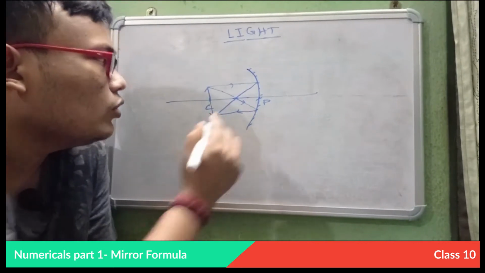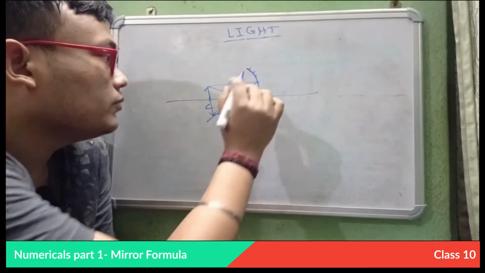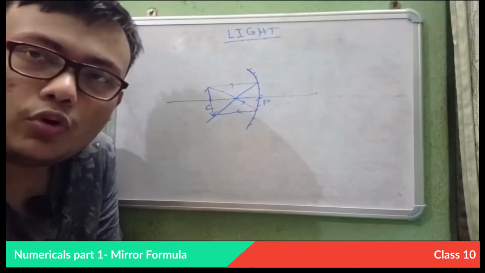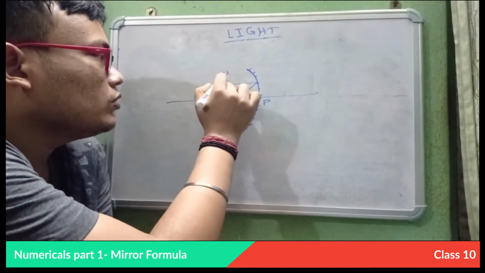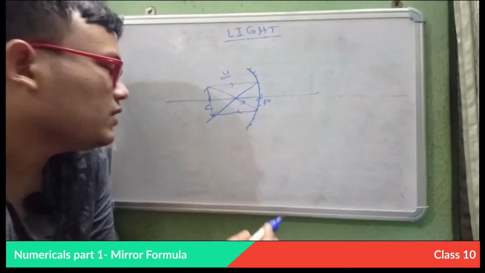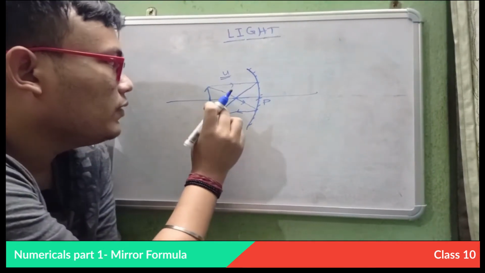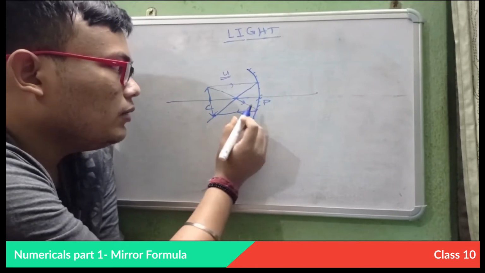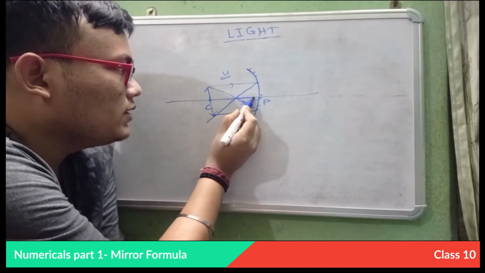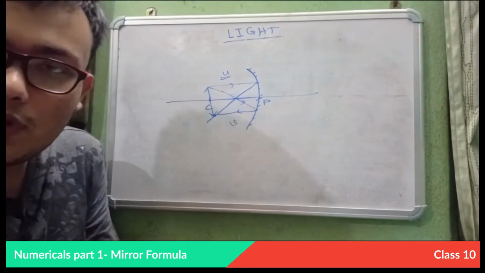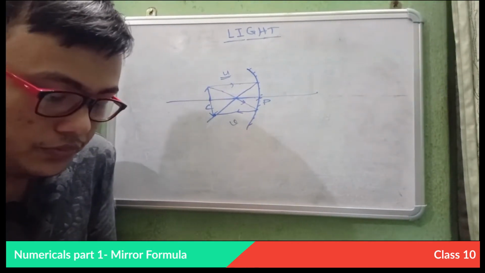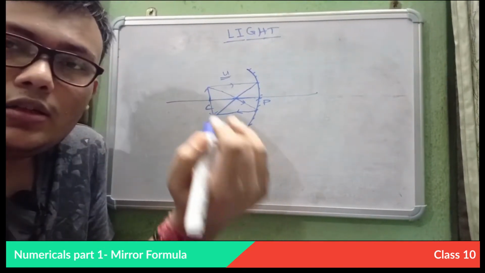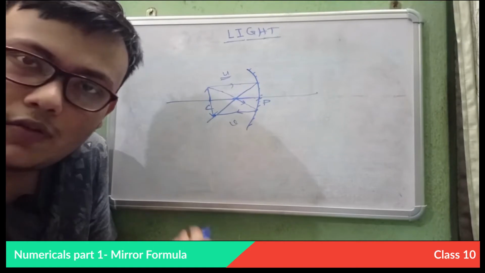So what is the object distance over here? The object distance is the distance between C and P, the pole. So this distance is known as u, and the image distance is the distance between the point where the image is formed and the pole, which is the same distance as that of the object, right? Now both these distances lie at the left side of the mirror, that is in front of the mirror, right?